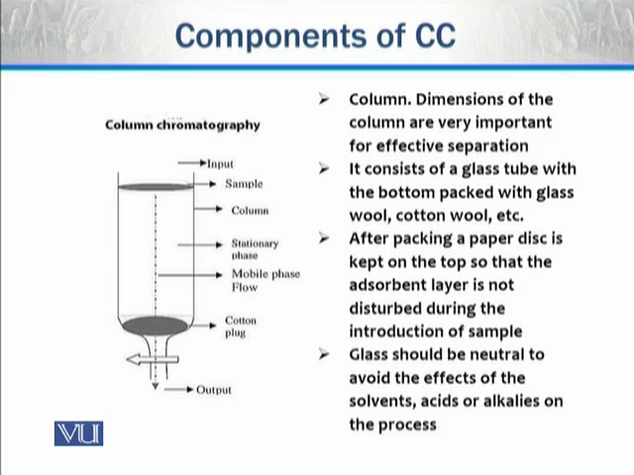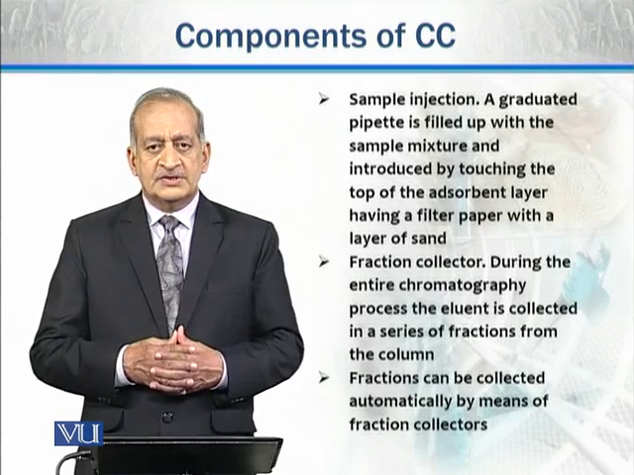Here one can see different components of column chromatography. The column is visible. In the column we have the stationary phase which is packed in it. We have the mobile phase which passes through the column. On the top, where one can see the input, the sample is loaded and passes into the column. At the bottom there is a cotton plug, and then there is the output, and through this output the elution takes place. So different components of a mixture are separated and pass out of the column at different rates and at different times.